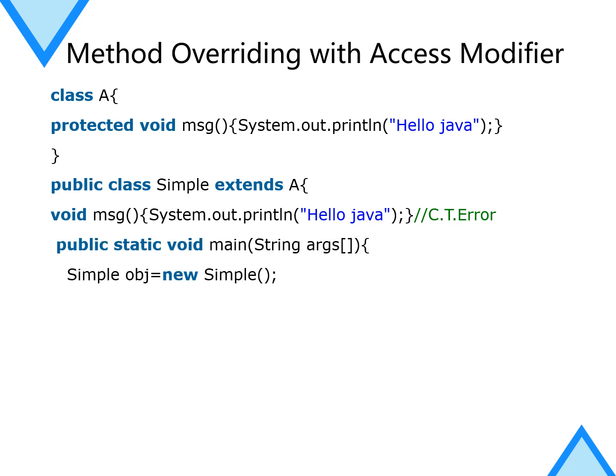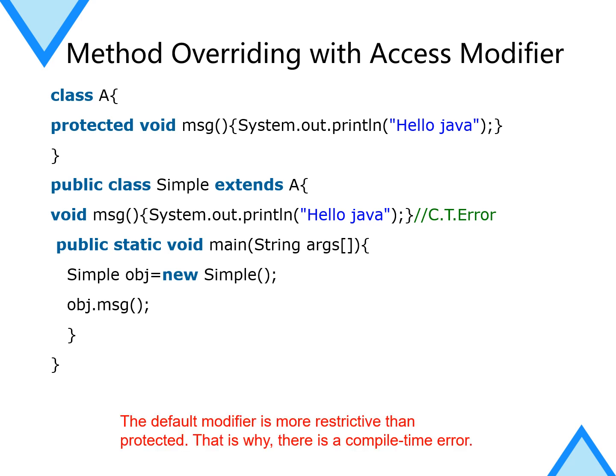And now in the main method we are creating an object and we are calling the method msj. So it will call this method, but the access modifier here is default, so it will produce a compile time error. It means the default access modifier is also very restrictive. That's why there is a compiler error.